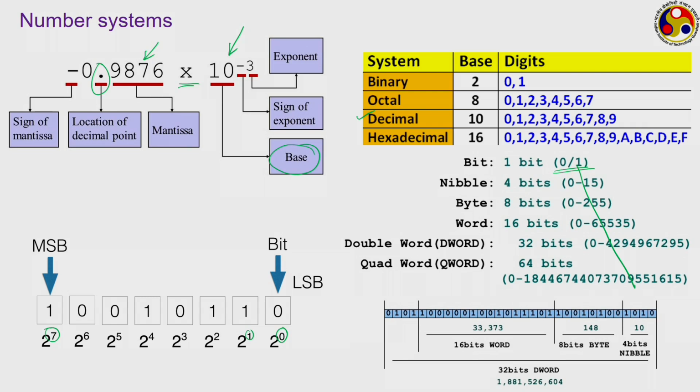The one having an exponent of 0 is called the least significant bit, LSB, whereas the one on the leftmost side which has the largest exponent or largest weightage is called the most significant bit, MSB. LSB refers to the least significant bit, MSB refers to the most significant bit. It is called the most significant because it influences the final value of this number the most, whereas LSB is the one which influences it the least. That is why these names are given.